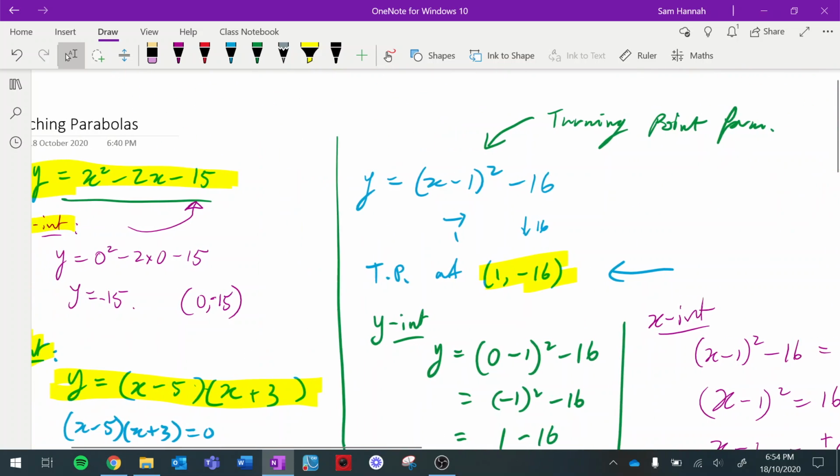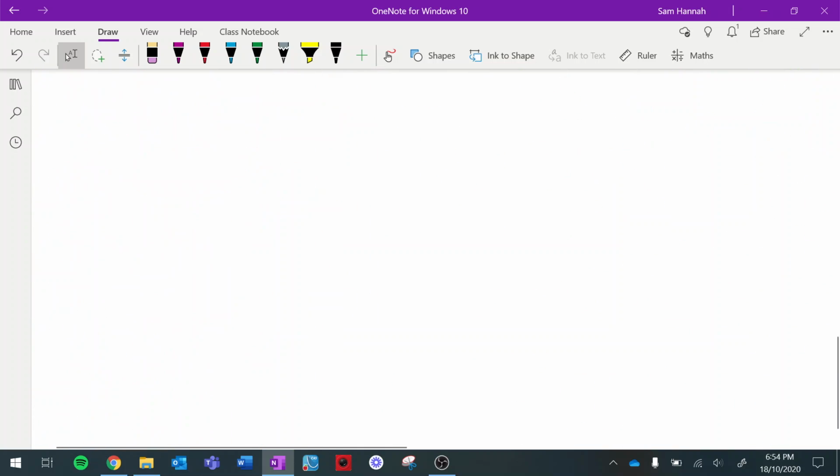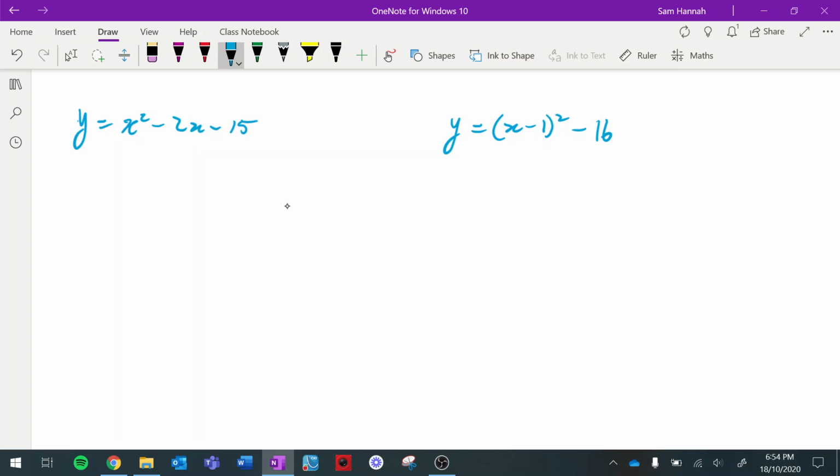Now, these equations obviously produce the same graph, so there must in fact be the same equation. Let me just write both of these again down the bottom here where we've got some space. We had x squared minus 2x minus 15, and the other one that we had was y equals x minus 1 squared minus 16. They must equal each other. So how can we prove that they equal each other if we wanted to?